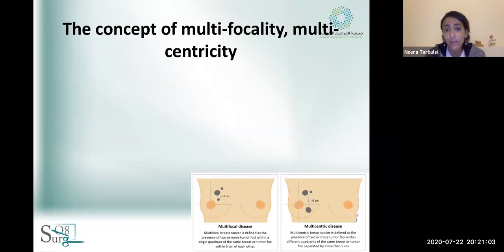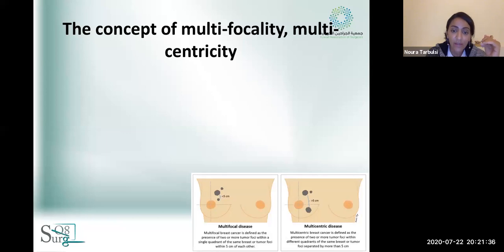Those are terms that you will find radiologically for cancer and for DCIS, and you will need to know them because they will affect your surgical management. So multicentric disease means that there are foci in two separate quadrants of the breast, or within the same quadrant but with more than 5 centimeters between the foci. Usually multicentric disease is an indication for mastectomy.